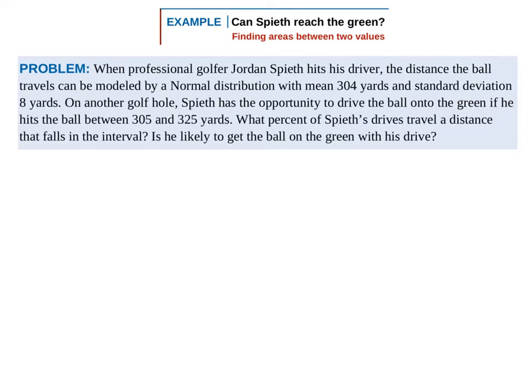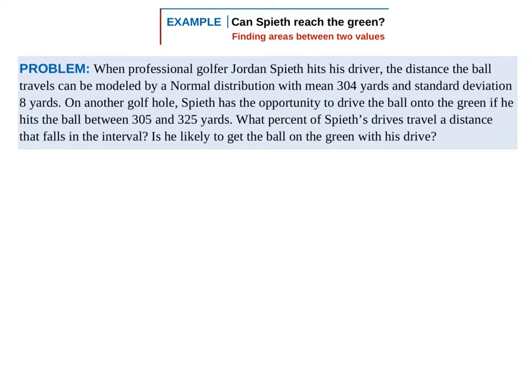So we've talked about finding the area to the left and to the right of a certain value under a normal distribution curve, but what happens when you want to find the area between two different values? Well, let's see if our friend Jordan Spieth can help us with that.